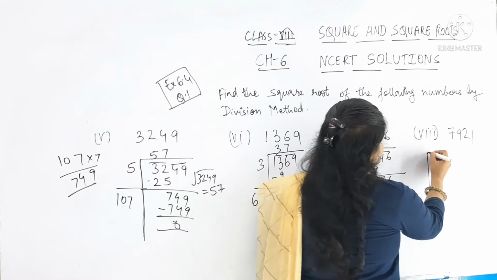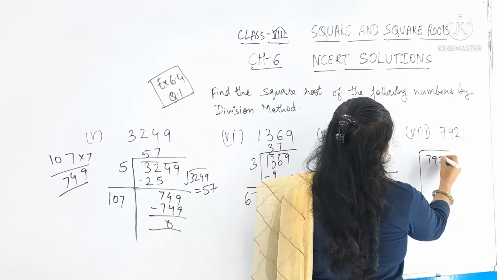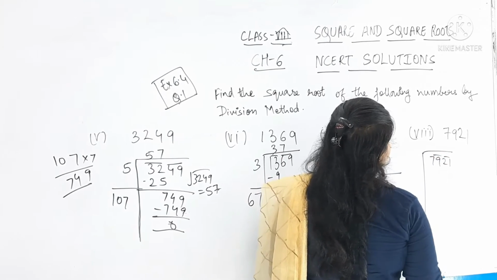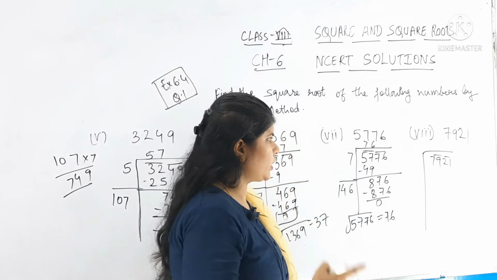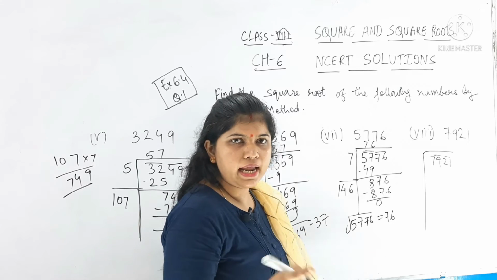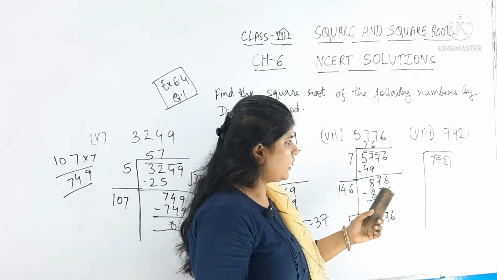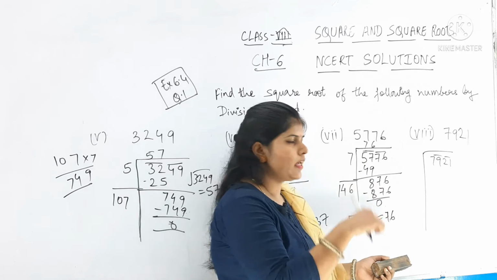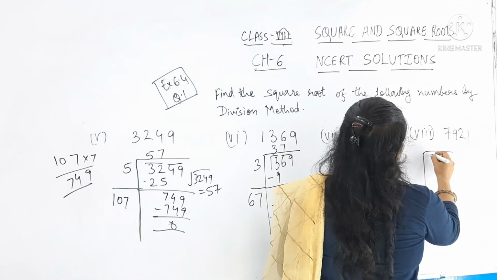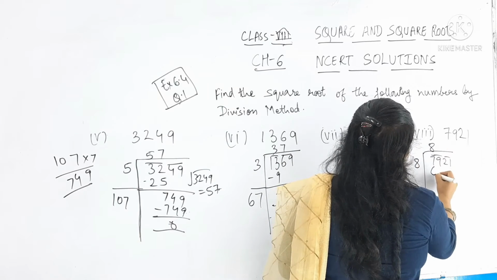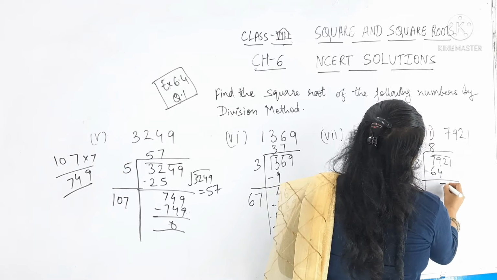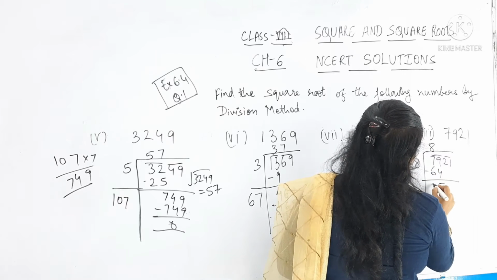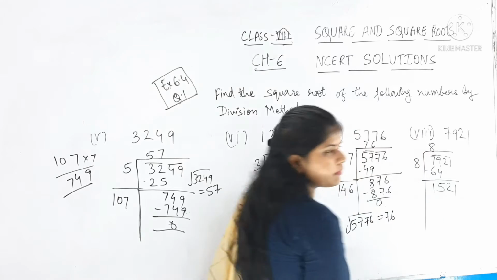Here 7921. Okay. So 6 6 are 36, 7 7 are 49, 8 8 are 64 and 9 9 are 81. So 81 is greater than 79. So we will take less than. So 8 8 are 64. 9 minus 4 is 5 and 7 minus 6 is 1. 1521 I am getting here.